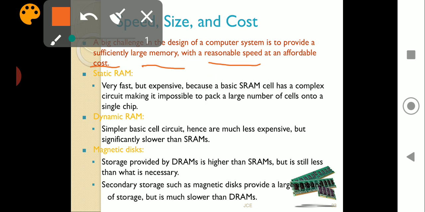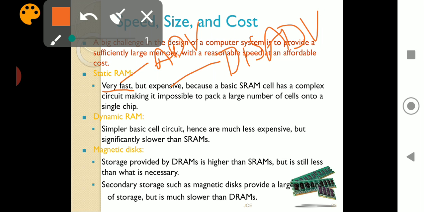Now let us go to the first memory, which we have already studied, which is your static RAM. You already know, we have studied all these things. The major advantage of your static RAM is what? It is very fast. So this becomes your advantage. But what is the disadvantage? It is expensive. So this becomes your disadvantage.